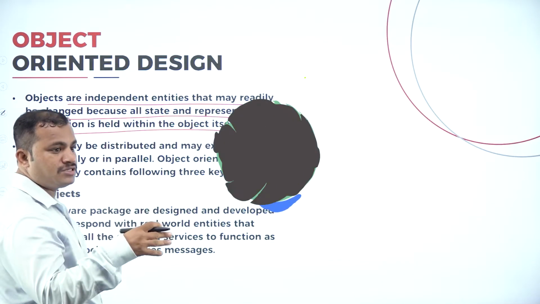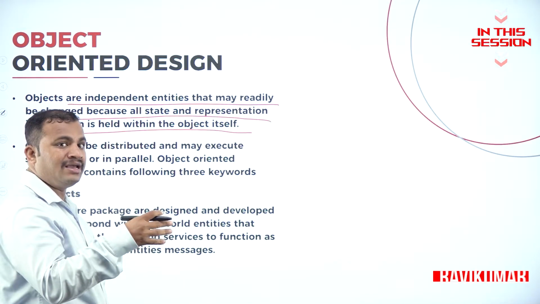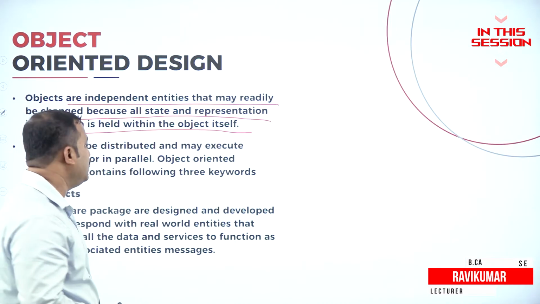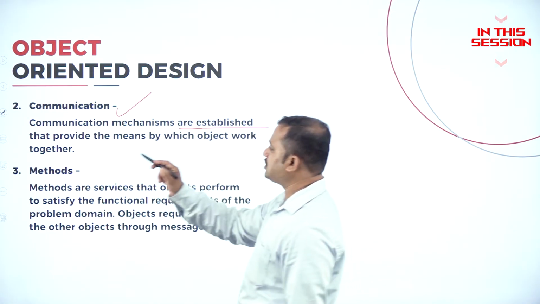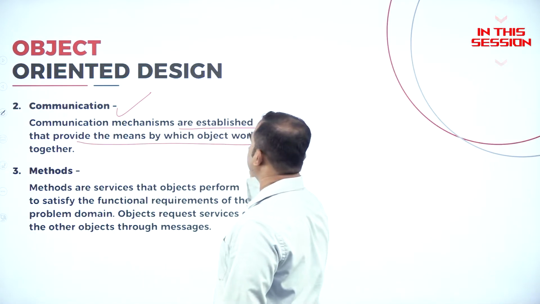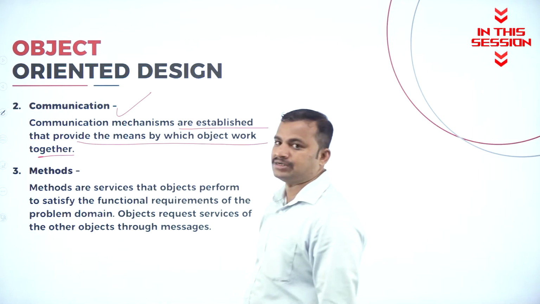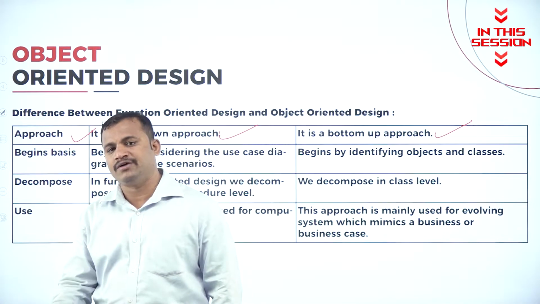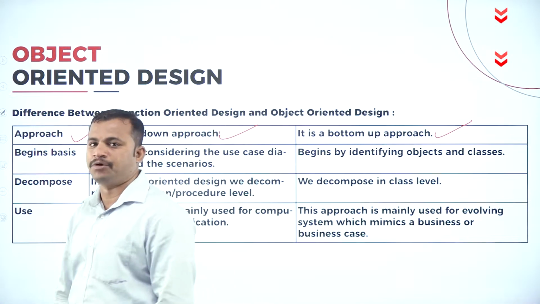The functions and properties will get a chance to execute only when the objects are created. Communication mechanisms are established that provide the means by which the objects work together. All the function prototypes are written at the beginning, and then the function definition, that means the main function, is written at the bottom.